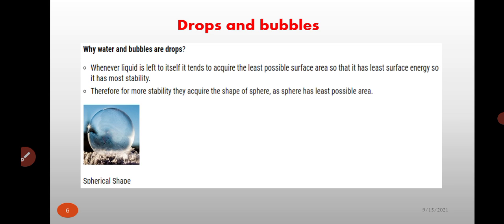Next topic is drops and bubbles. Why are water drops and bubbles spherical? Whenever a liquid is left to itself, it tends to acquire the least possible surface area, so that it has least surface energy and more stability. Therefore, for more stability, it acquires the shape of a sphere, as a sphere has the least possible area. Therefore a liquid drop acquires a spherical shape.